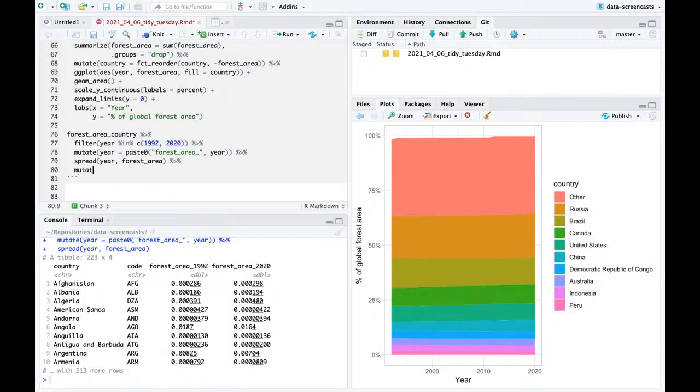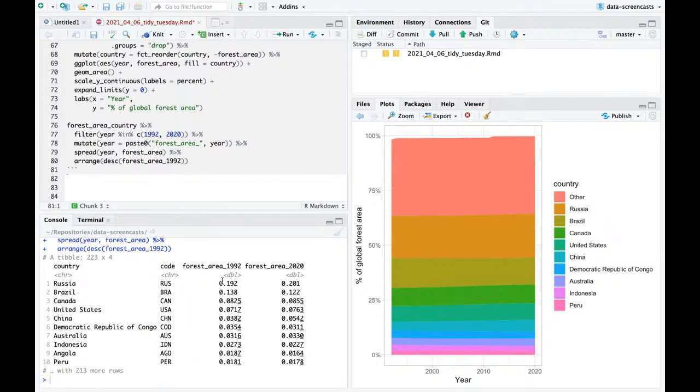And I can arrange by descending forest area 1992 and say, okay, Russia went from being 19% to 20%, and Brazil went from 13% to 12%. So it looks like Russia makes up a little more than it used to, Brazil less. So this is getting a key bit of, it looks like Brazil has been seeing deforestation.